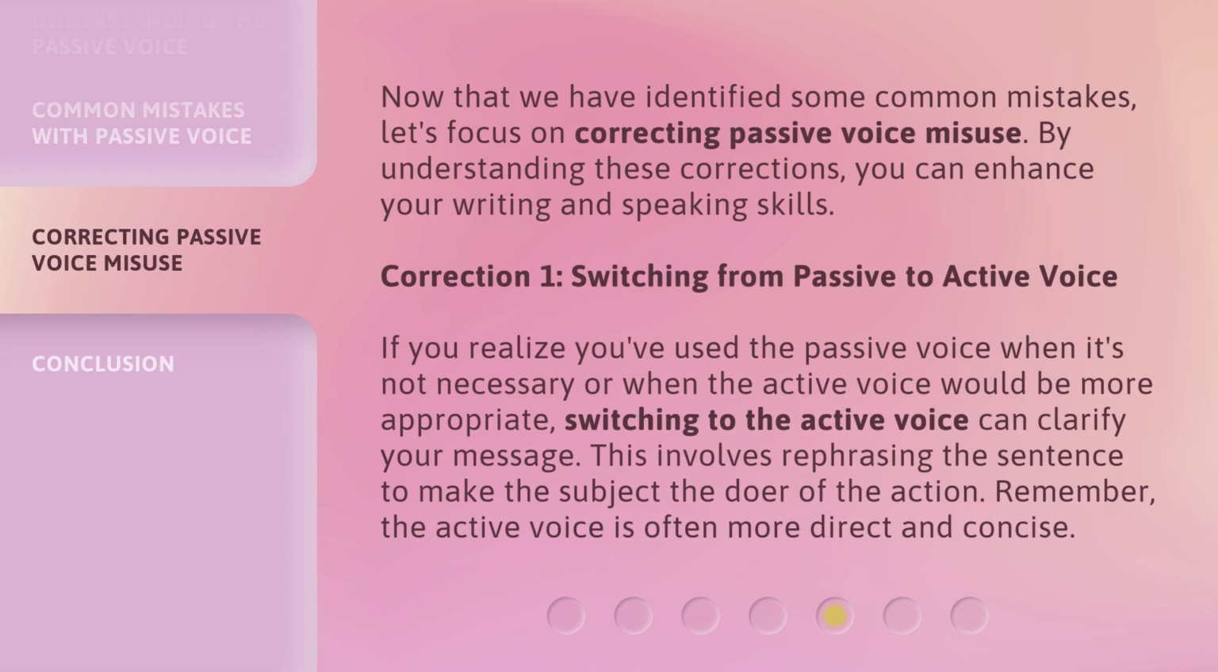Correction 1. Switching from passive to active voice. If you realize you've used the passive voice when it's not necessary or when the active voice would be more appropriate, switching to the active voice can clarify your message. This involves rephrasing the sentence to make the subject the doer of the action. Remember, the active voice is often more direct and concise.